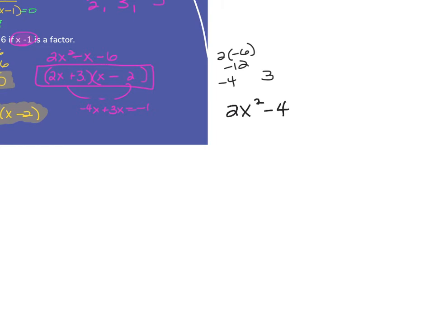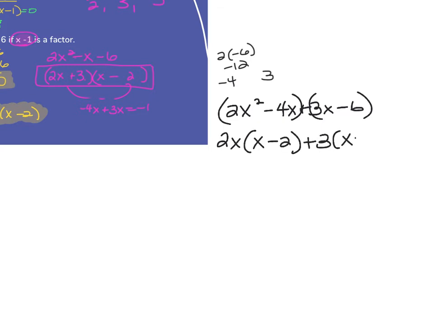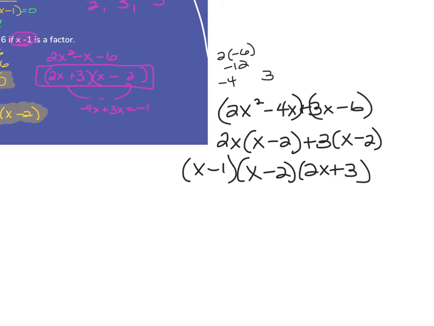2x squared minus 4x plus 3x minus 6. Then group them. 2x, x minus 2, positive 3, x minus 2. And there's your x minus 2 and 2x plus 3. And then again, add on the x minus 1.